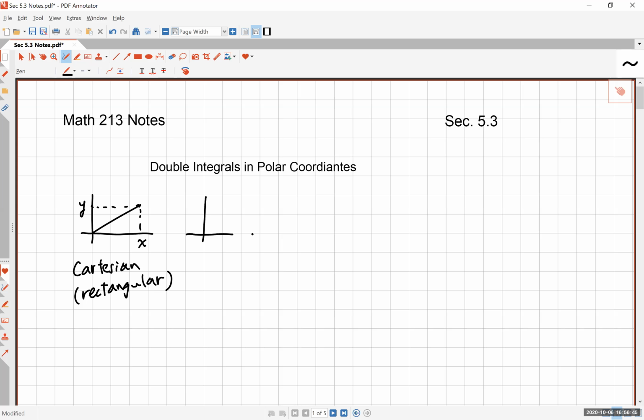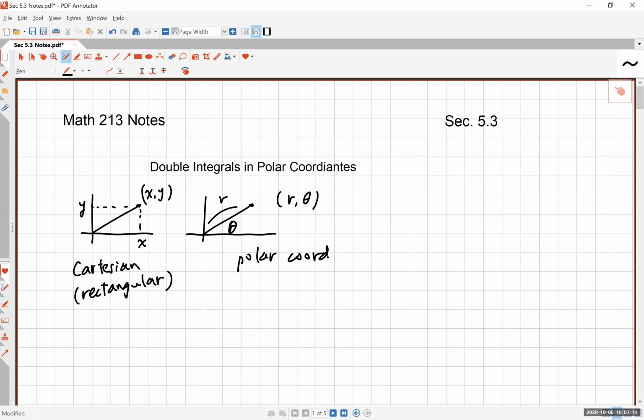You could also describe the same point using this angle theta and this length r, right? Here, the point is denoted with xy. These are the rectangular or Cartesian coordinates. Here, it's r theta. I would have preferred theta r, but they didn't ask me. So it's r theta, and this is called polar coordinates.